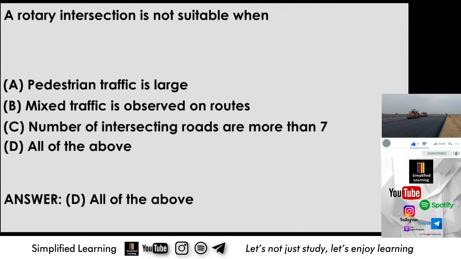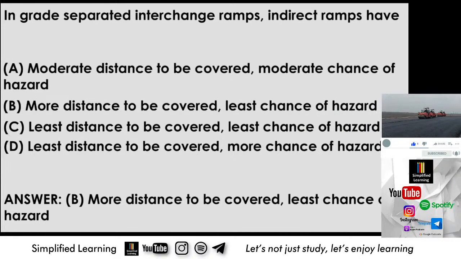A rotary intersection is not suitable when pedestrian traffic is large, when mixed traffic is observed on the routes and when the number of intersecting roads is more than 7. Then in grade separated interchange ramps, indirect ramps have more distance to be covered and least chance of hazard.